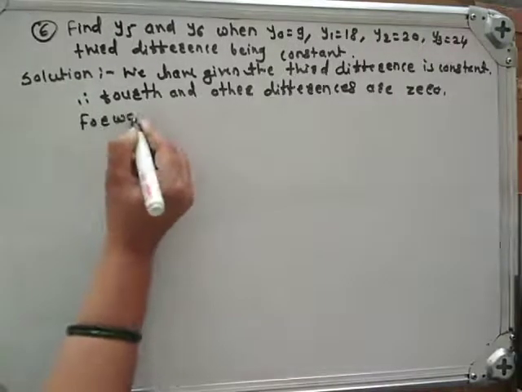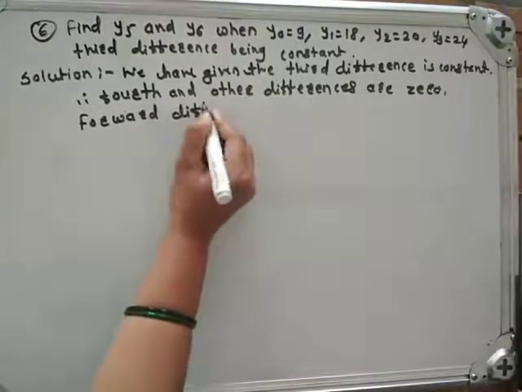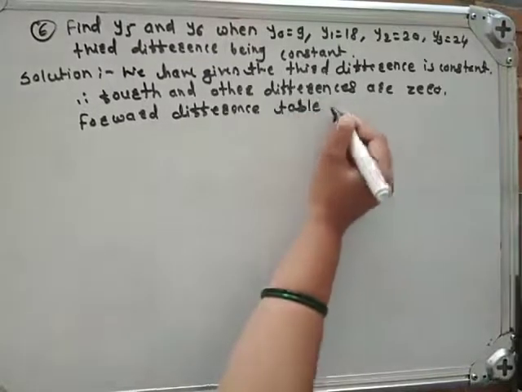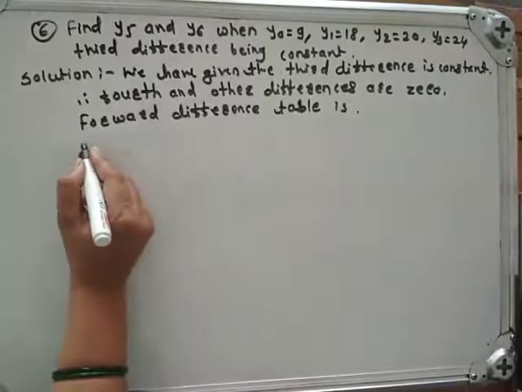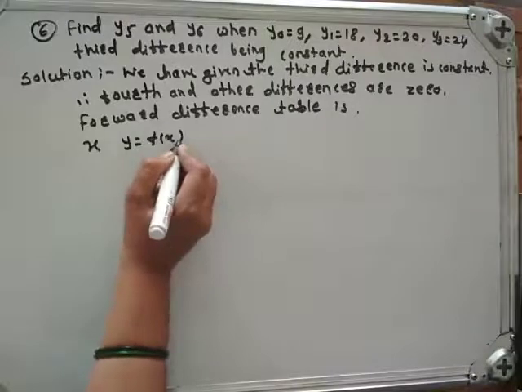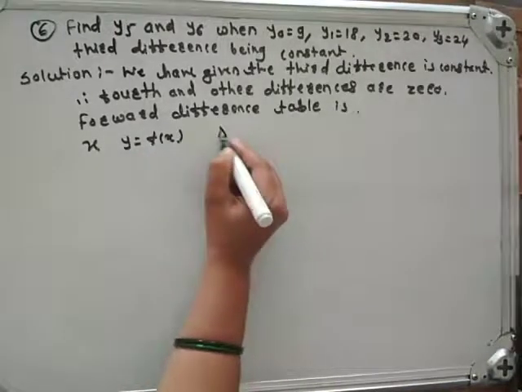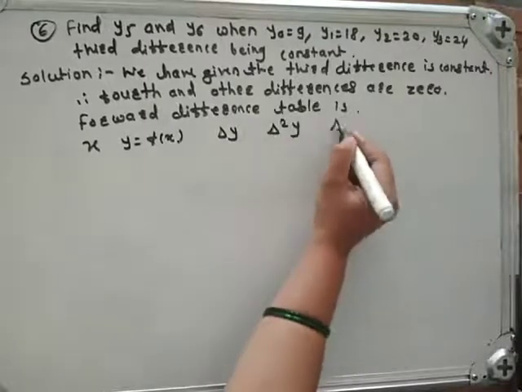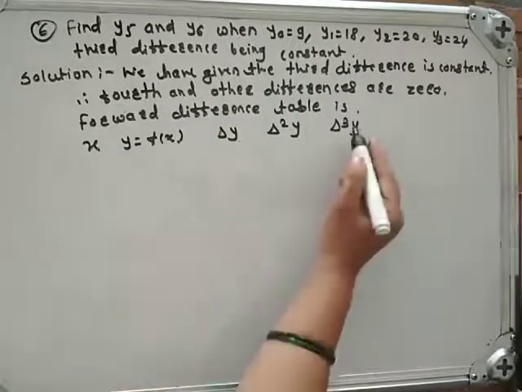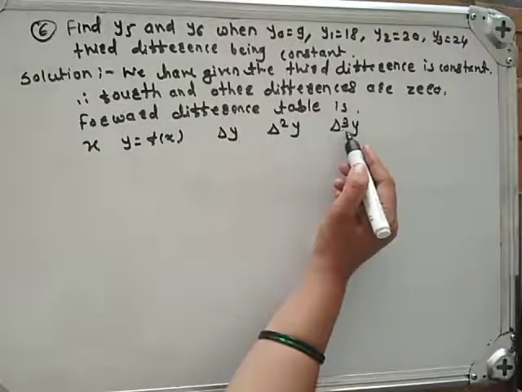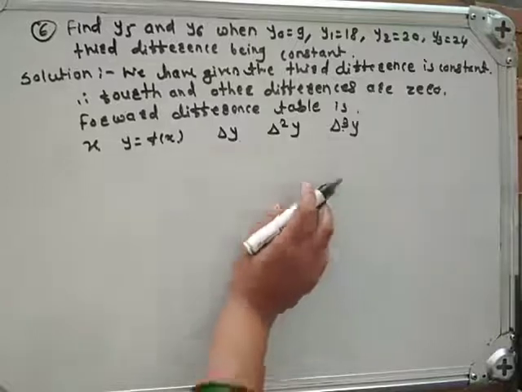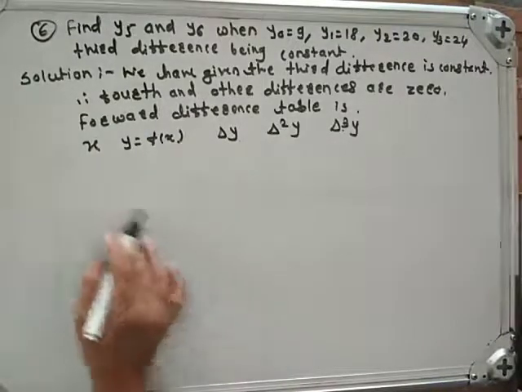Forward difference table is: here we require x, y is equal to f of x, delta y, delta square y, and delta raised to 3y. Here we take up to only third difference, because we have given that third difference is constant. Therefore, fourth and other order differences are 0.